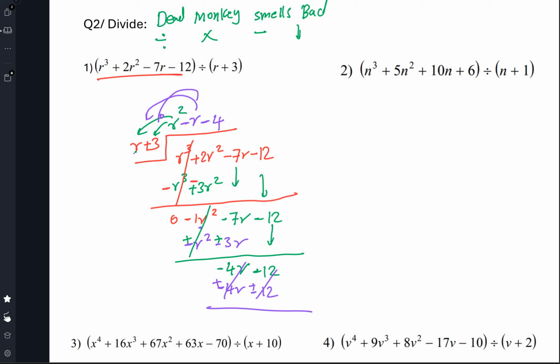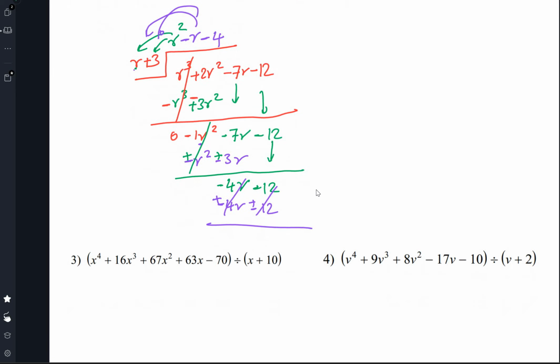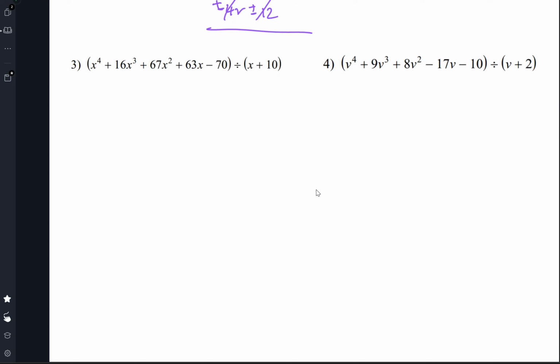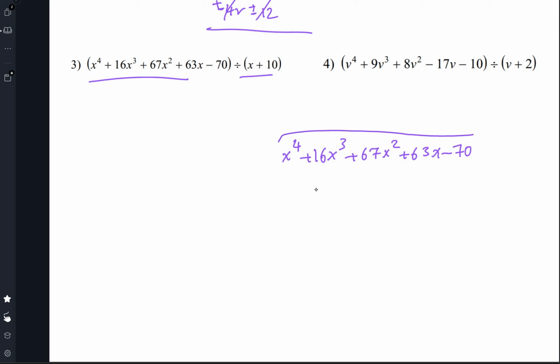Okay, students, let me solve another one, so the video is not very long. I'll solve one more. Which one looks good? Let's solve the third one. We have x power 4 again. This one first, this one second. This is the dividend, this is the divisor. We say x power 4 plus 16x power 3 plus 67x power 2 plus 63x minus 70, divided by x plus 10.